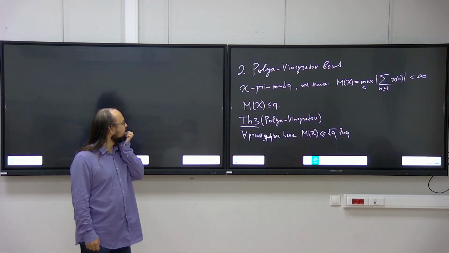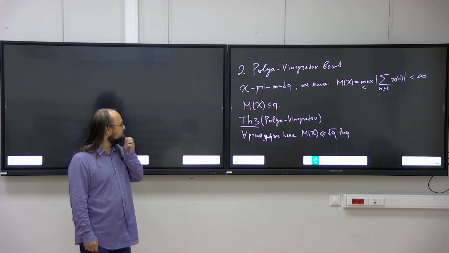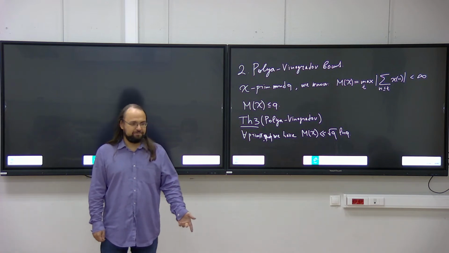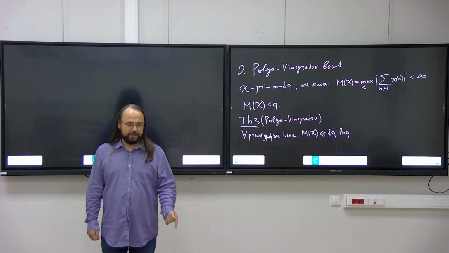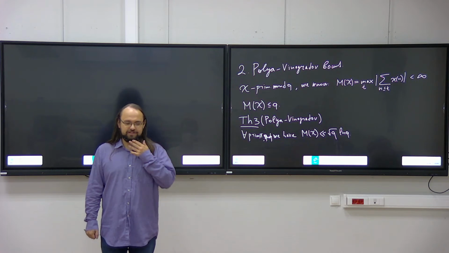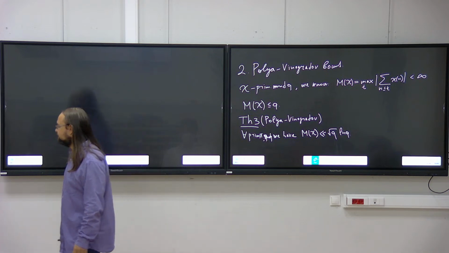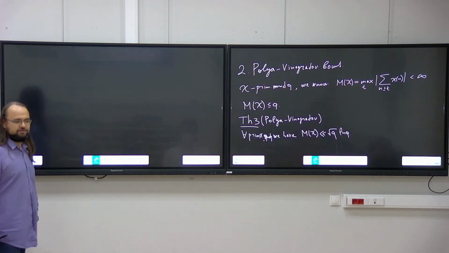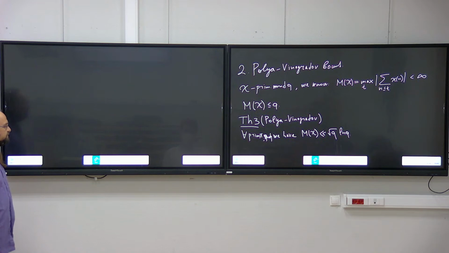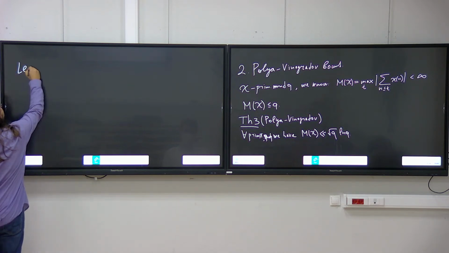So you can construct some characters and natural numbers q such that M of chi is at least square root of q log log q with some constant, of course. So let us prove this theorem. But first we need to prove the following very simple lemma.